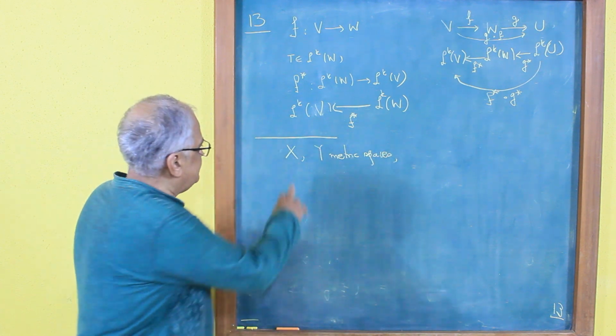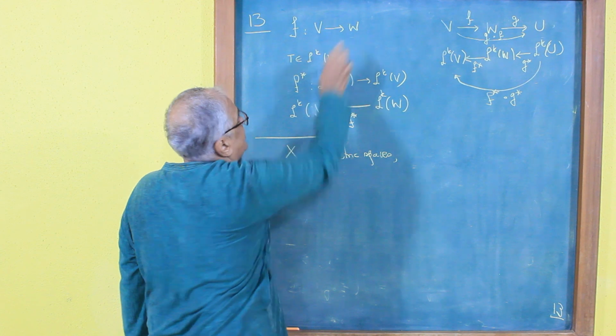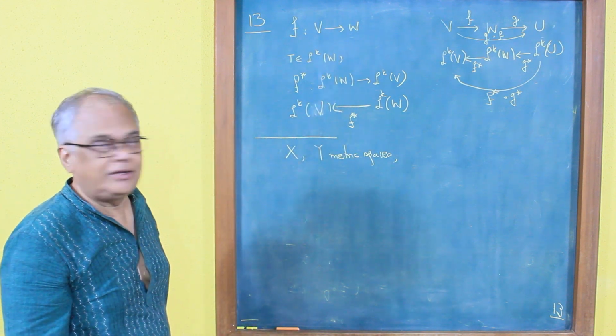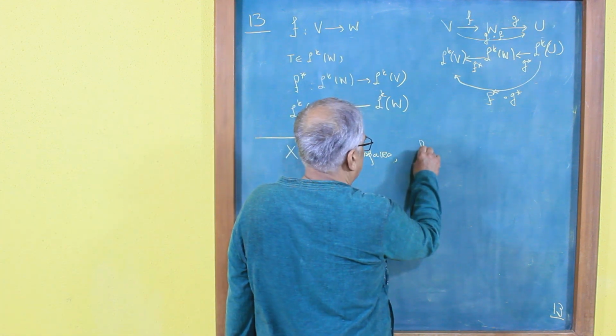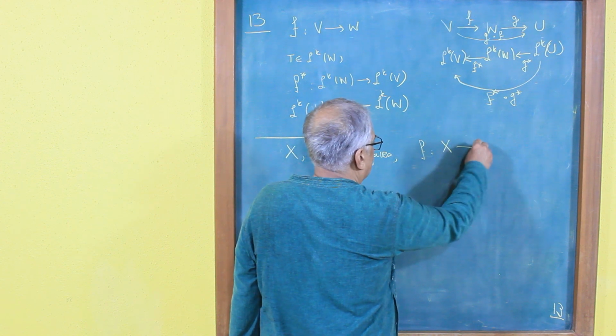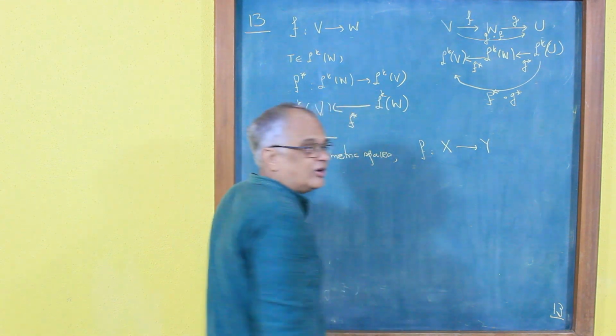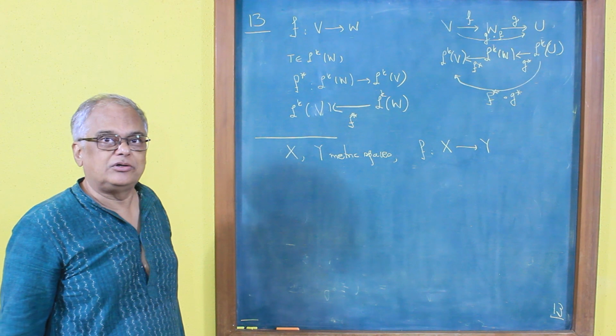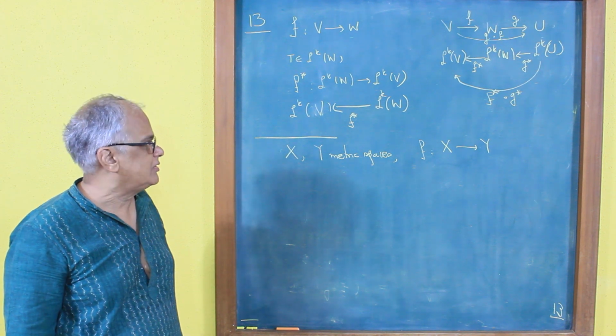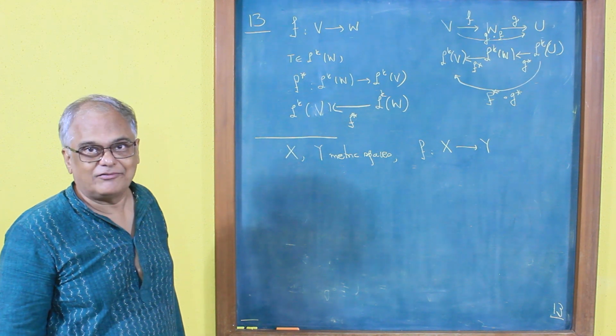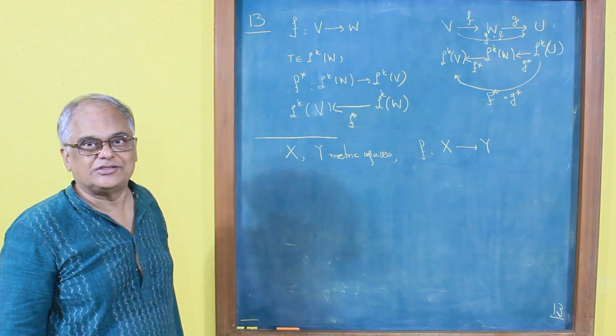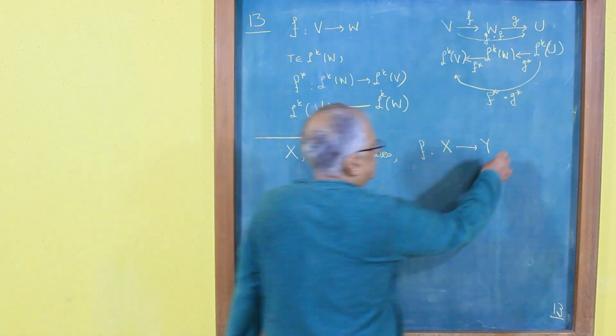Okay, so these metric spaces play the role that V and W play there. And F is a map from X to Y. Because you're talking about metric spaces, this function F must be a continuous function. It's continuous.